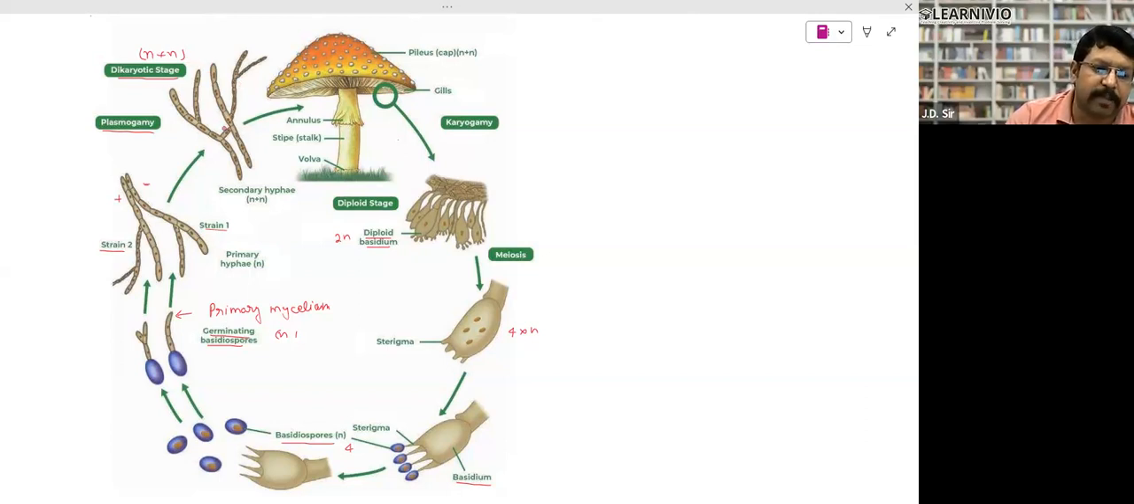Right? So these mycelia will make this structure, the pileus and gills, and inside the gills karyogamy will take place, meaning both of the nuclei will fuse, right? And then again the structure formation will take place. So that's how the sexual reproduction takes place in basidiomycetes. Go through it and tell me, is it clear or not? Ask me if you have any doubt.